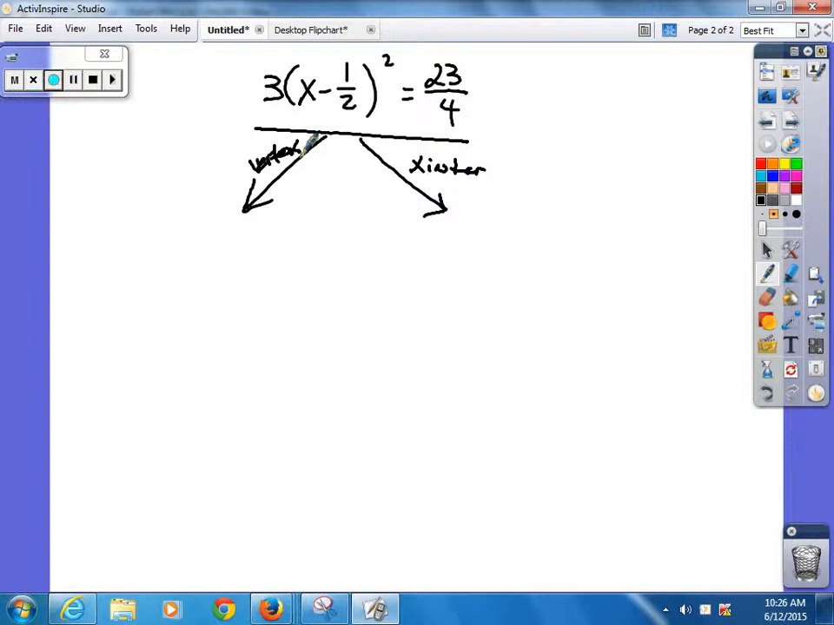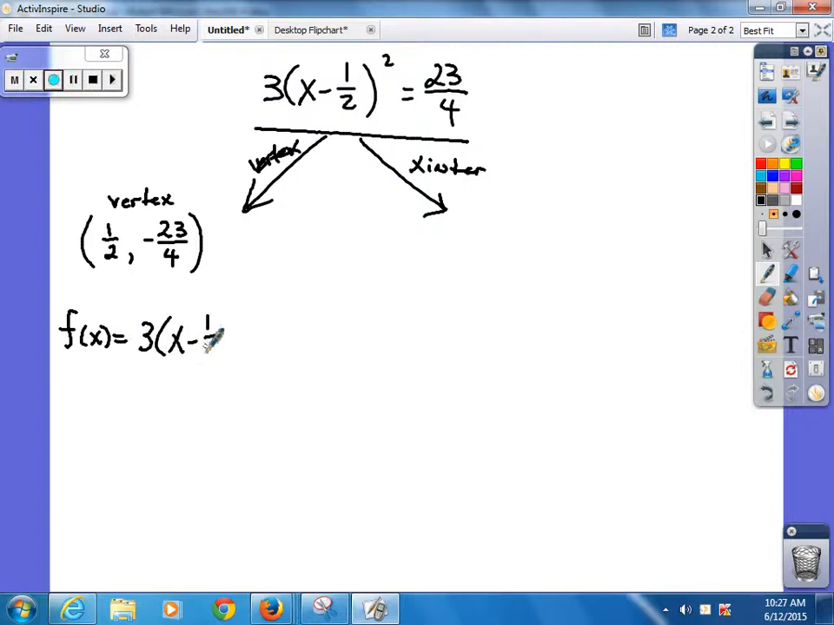Okay, so our vertex, if you get it the easy way, is 1/2, comma, negative 23/4, which is negative 6 basically. There's your vertex. And if you have to put it in vertex form, like some of the homework questions ask, then f of x is equal to 3 times x minus 1/2 quantity squared minus 23/4. And that's vertex form. You take the opposite of this, which is 1/2, and bring this down, and you get the same thing.